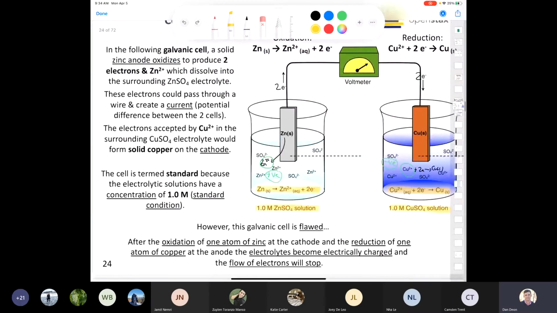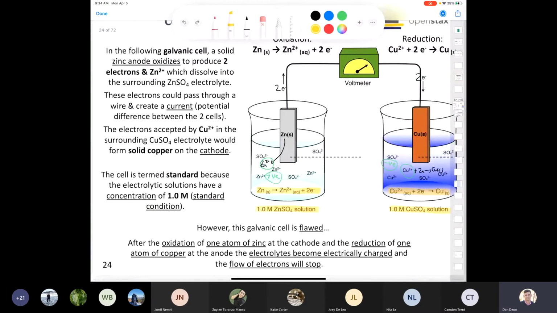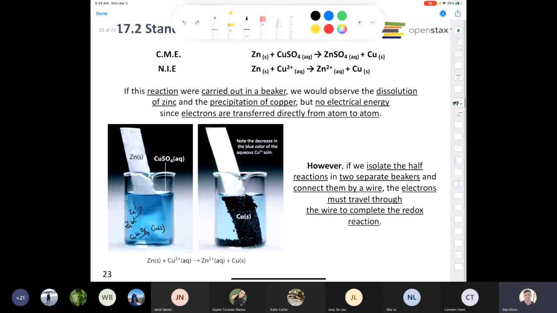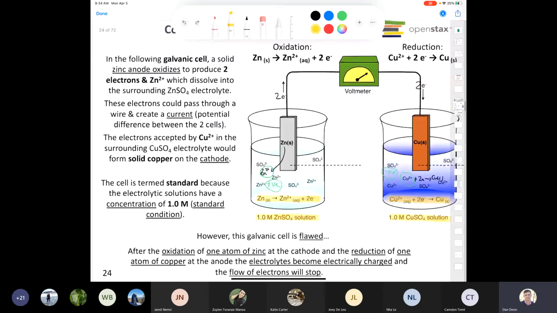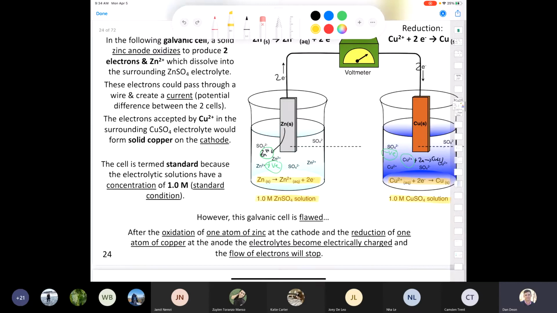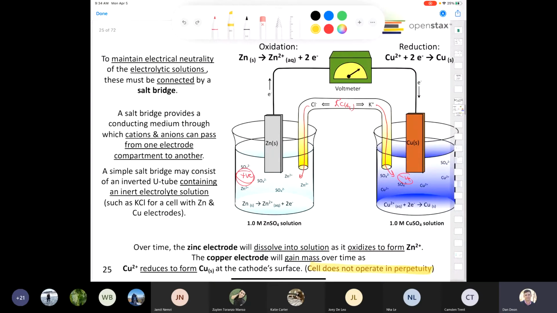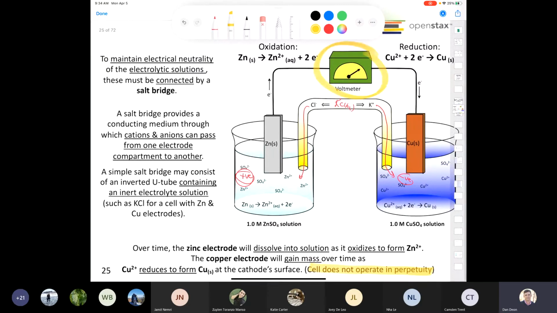I want you to give me a thumbs up if you understand the rationale as to how we got from a spontaneous reaction between zinc and copper 2+ ions. We said we can separate those into two separate beakers to harness the flow of electrons, but in order to balance out the charges that would be formed in this electrochemical cell, we have to complete it with a salt bridge, and now we have a complete electrochemical cell where we can harness the flow of electrons.